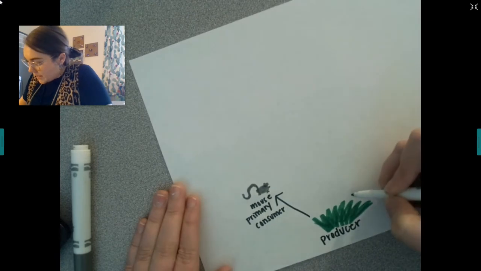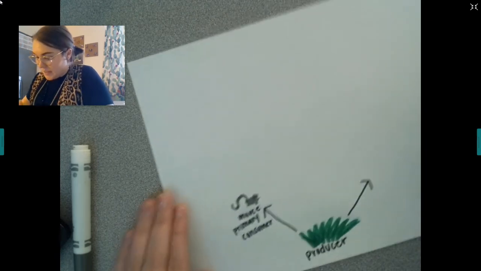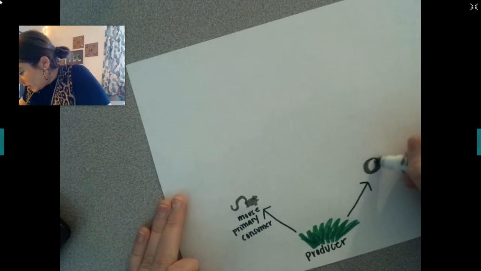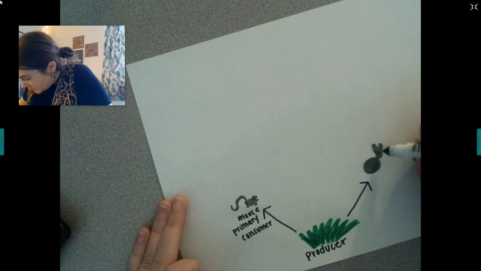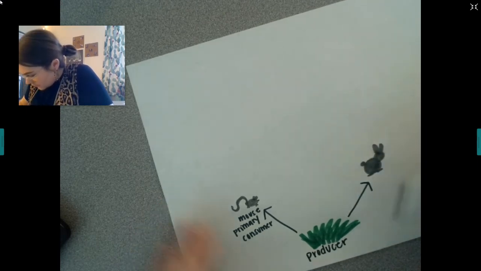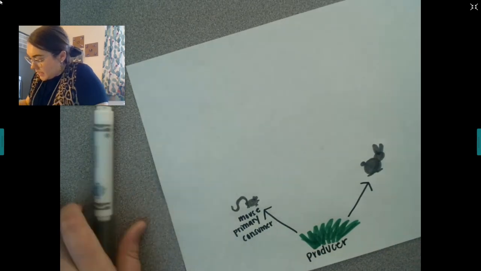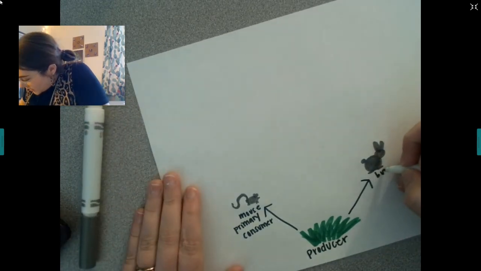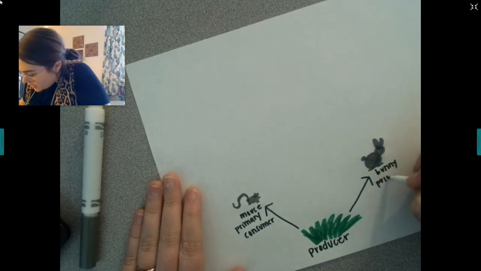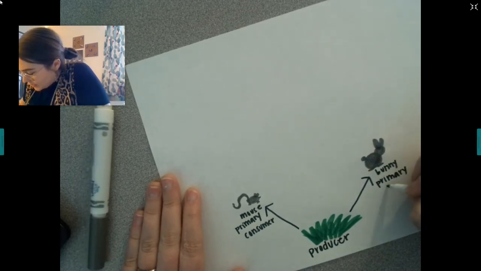Now, that grass is also going to be eaten by a bunny. So I'm going to make a larger animal. And this bunny is also a primary consumer because it also ate the grass.